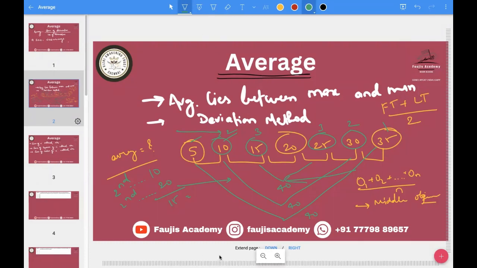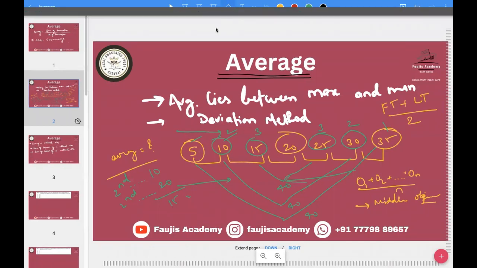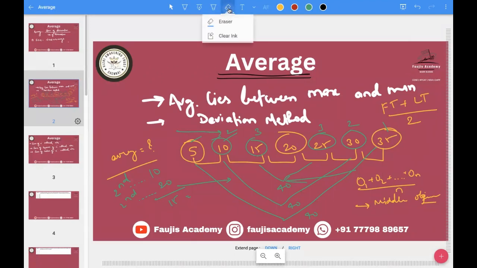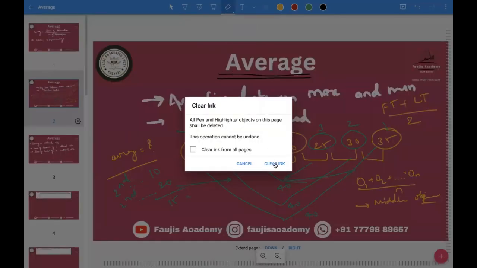I have a doubt, sir. Is there any other method to find the average of a discrete series? Yes, there is. We'll come to that. Just give me a moment, we were just coming to it.